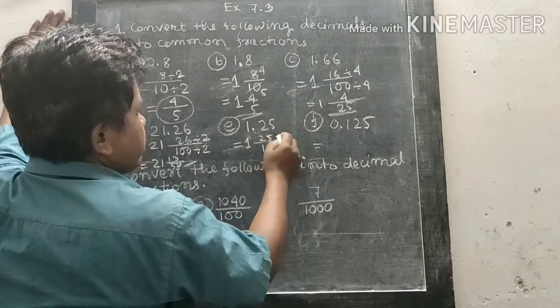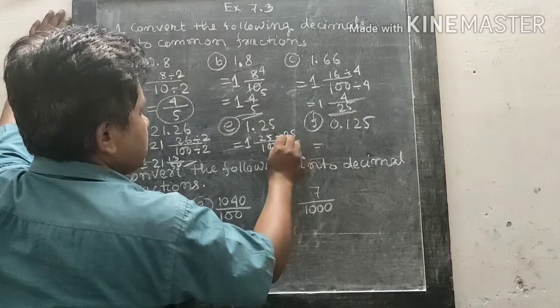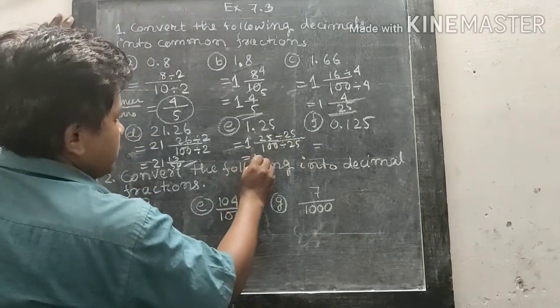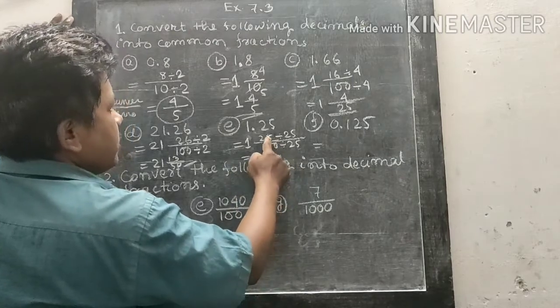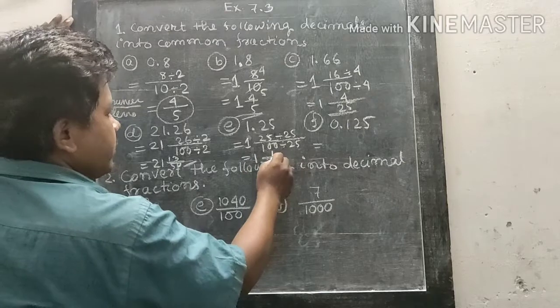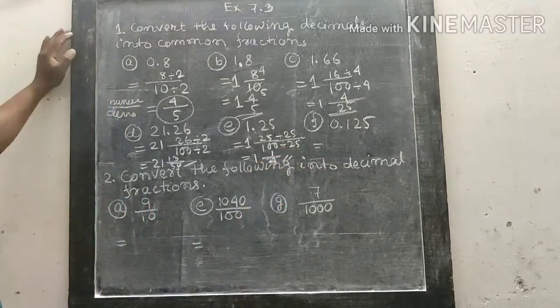Now we see it has a common factor. This 25 is divisible by 25 and 100 is also divisible by 25. Then 25 divided by 25 is 1, and 100 divided by 25 is 4. So that is 1 by 4.